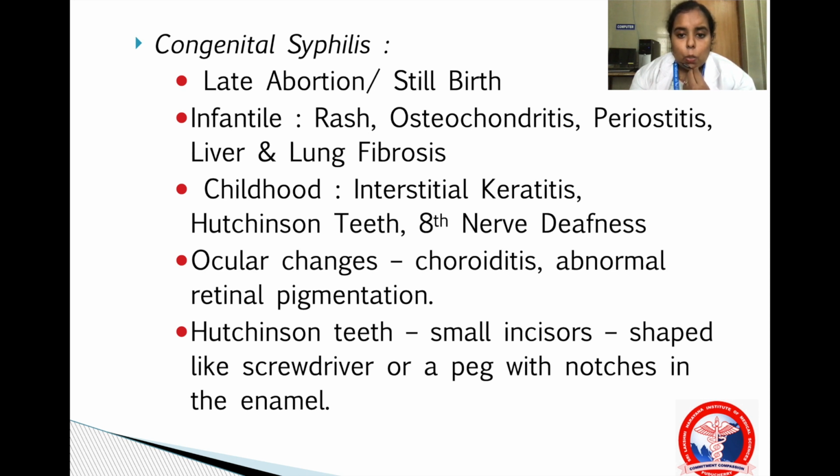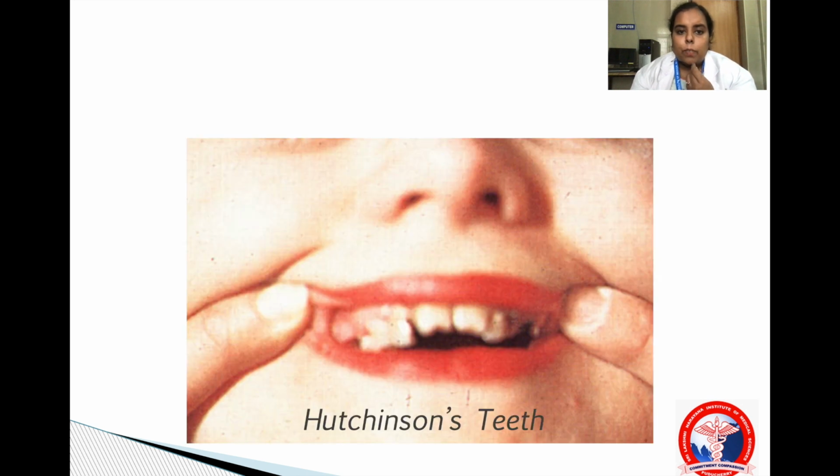Ocular changes include choroiditis and abnormal retinal pigmentation. Hutchinson teeth are small incisors shaped like a screwdriver or a peg with a notch in the enamel. This is a picture depicting the Hutchinson teeth.